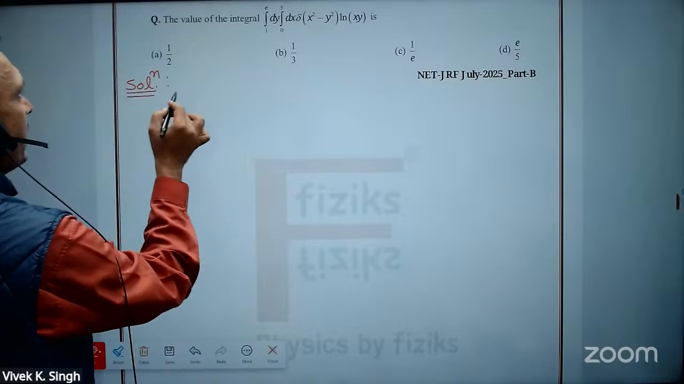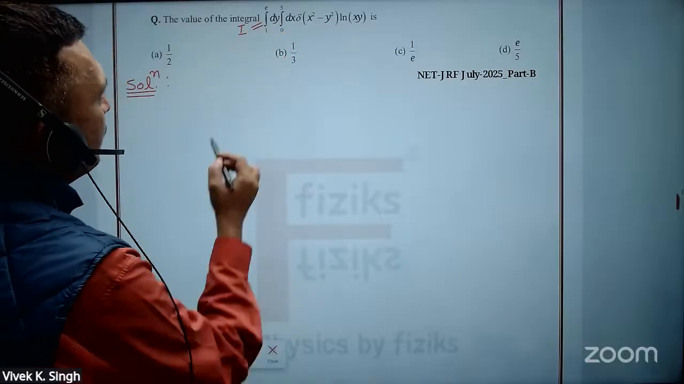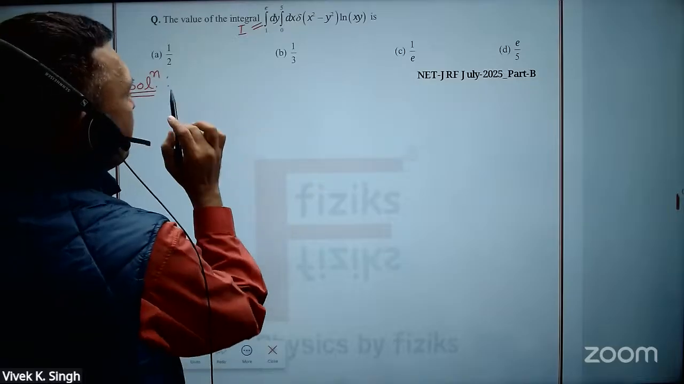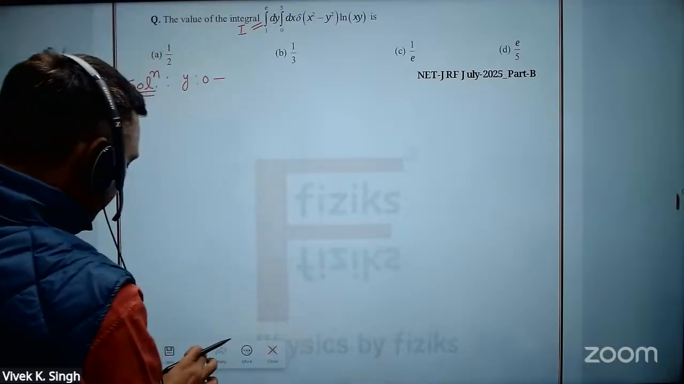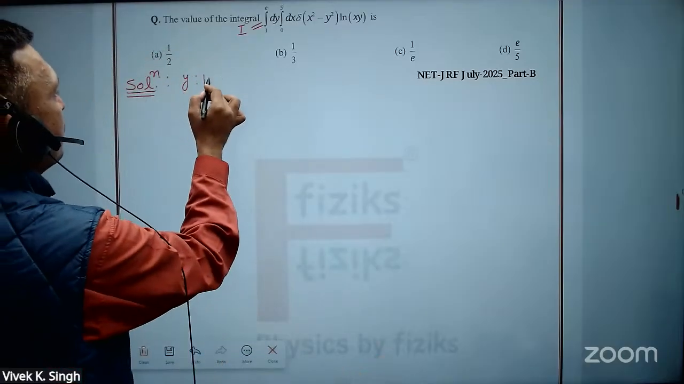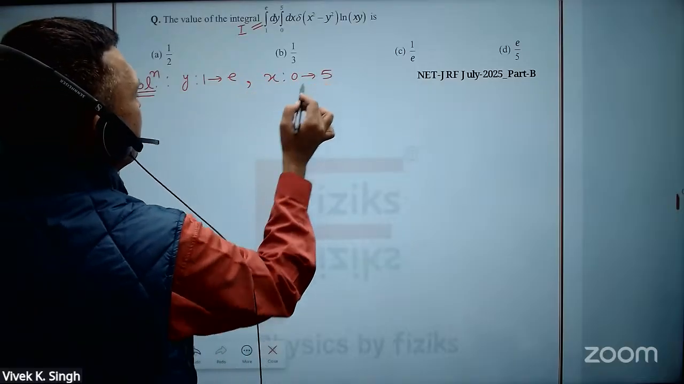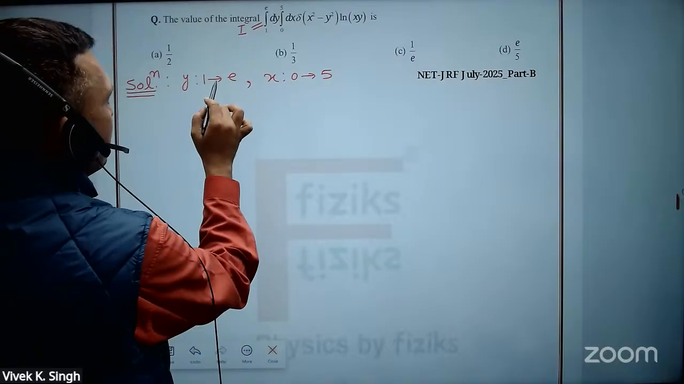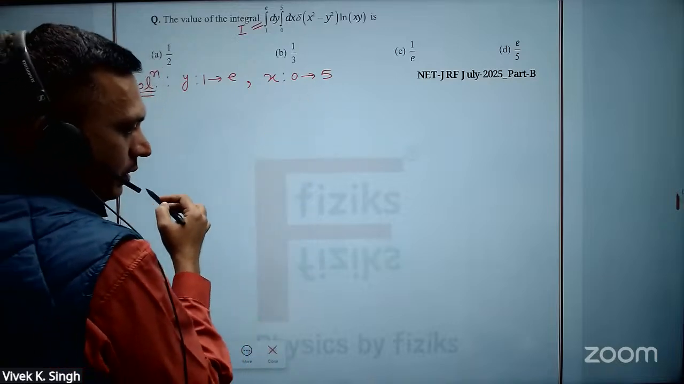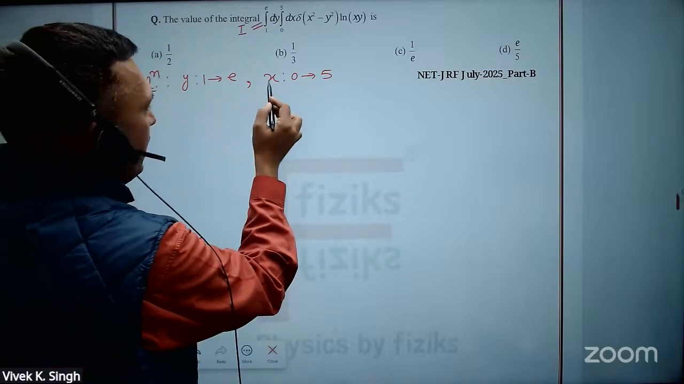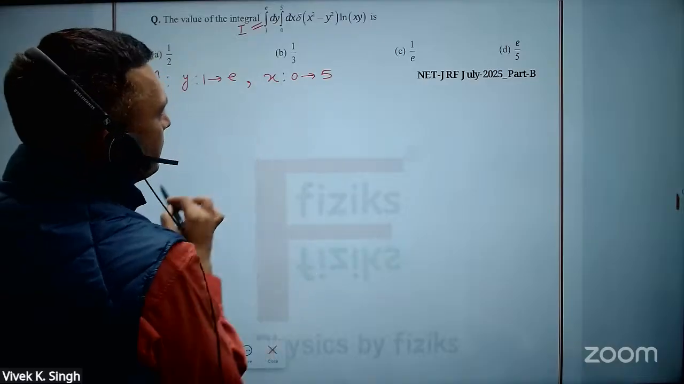If you see the question here, let's say this integral is I that you have to solve. So y varies from 1 to e, and x varies from 0 to 5. So this e value is less than 5, e lies between 2 and 3. So the y value lies in this range.